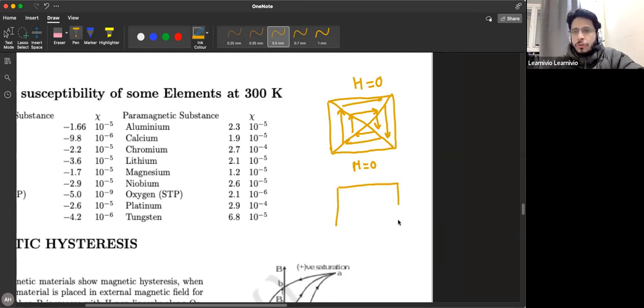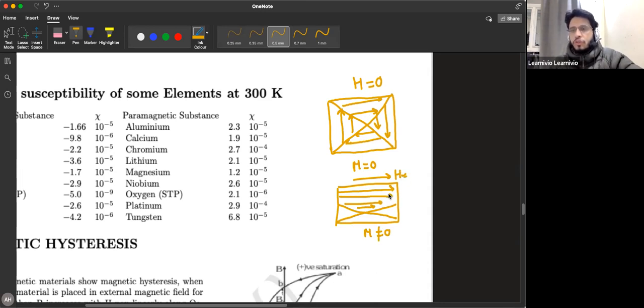Now what we do, we apply an external field H here. So this field will magnetize the material, means it will rotate these atoms or molecules and try to align them in the direction. So the number of domains which are in the direction of field will increase. So you will have some net magnetic moment in the direction of field. So M naught is now non-zero.